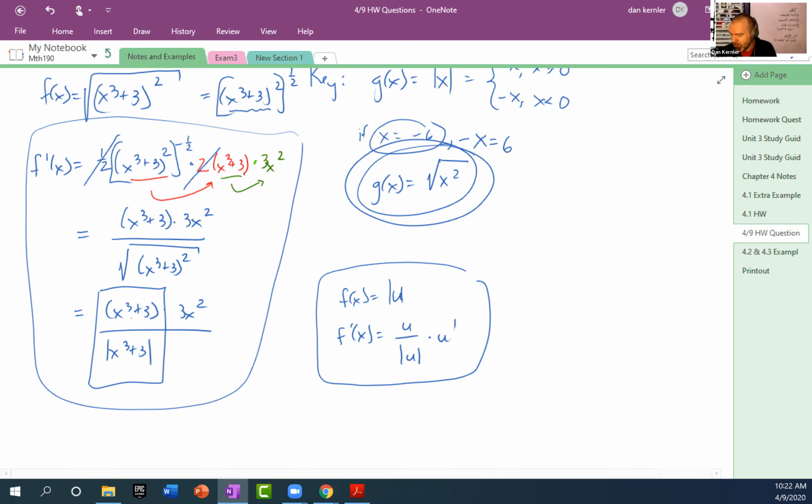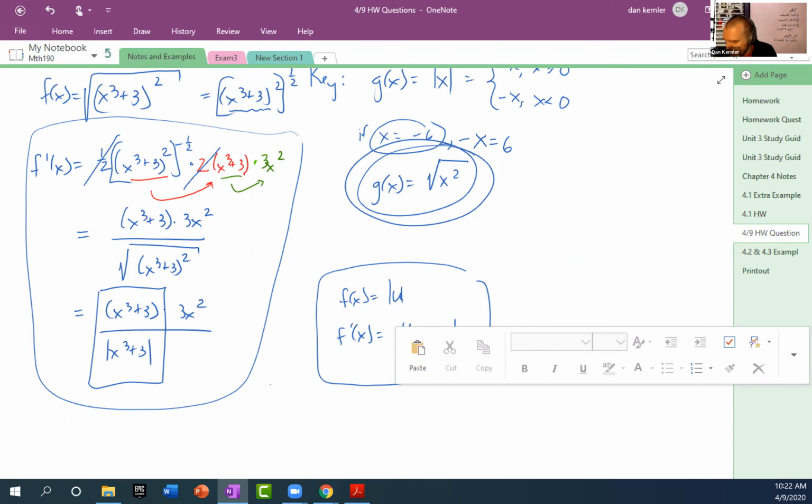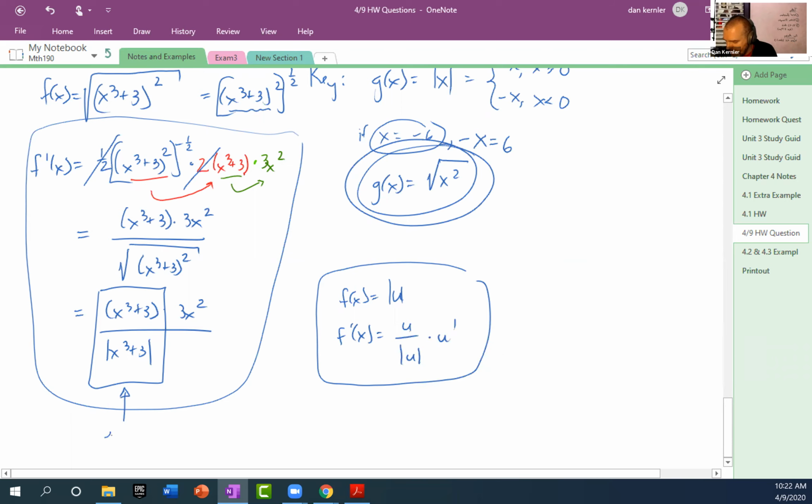And you can see that's exactly what we got. x cubed plus 3 over the absolute value of x cubed plus 3 times the derivative of x cubed plus 3. So yeah, it's true. The key here that I wanted to note, this x cubed plus 3 over the absolute value of x cubed plus 3, that's either 1 or negative 1, depending on whether x cubed plus 3 is positive or negative. If x cubed plus 3 is positive, then it's positive 1. If x cubed plus 3 is negative, then it's negative 1.